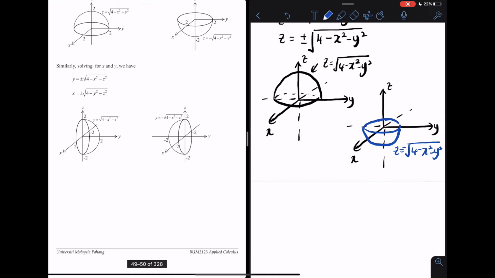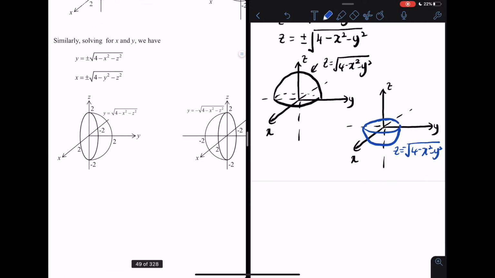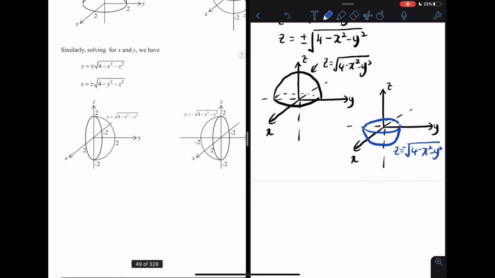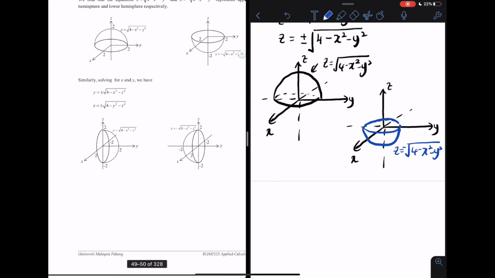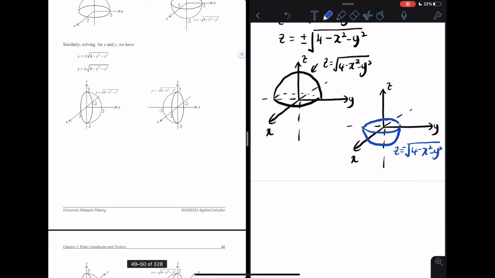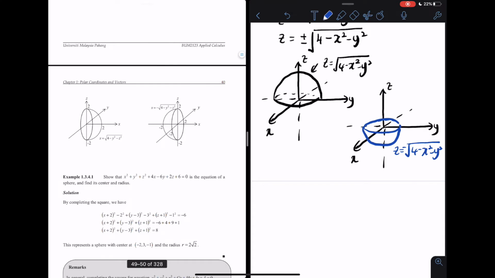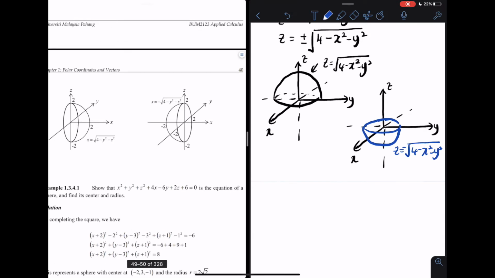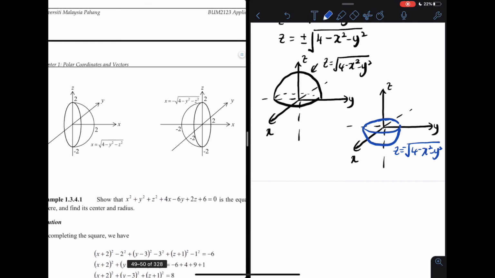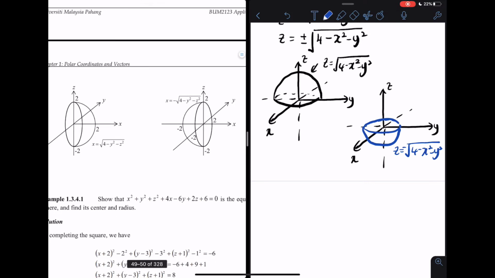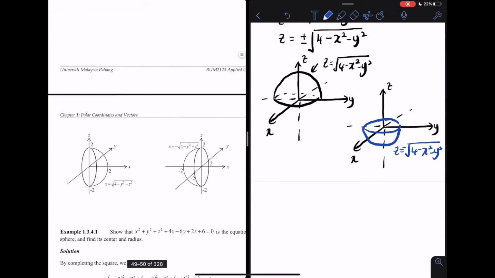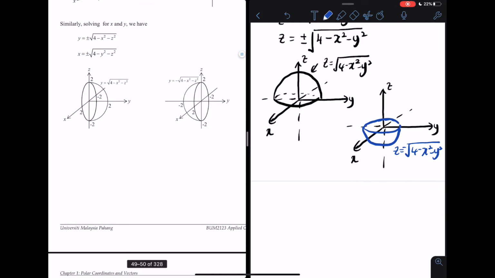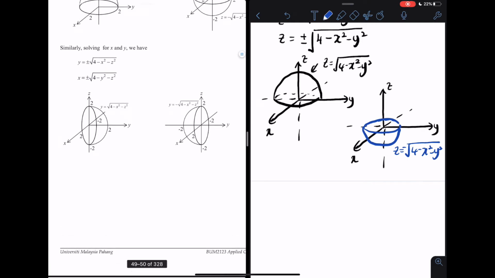Please look at the module on page 39. So these are the right and left hemispheres when you let y be the subject of your equations. If you look at page 40, you will see that these two hemispheres look exactly like these hemispheres on page 39.